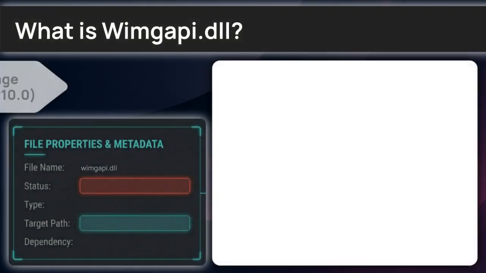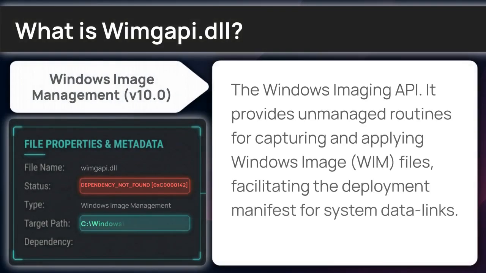This is the WIMG-API, the Windows Imaging API. It provides unmanaged routines for capturing and applying Windows images to WIM files, facilitating the deployment manifest for system data links.